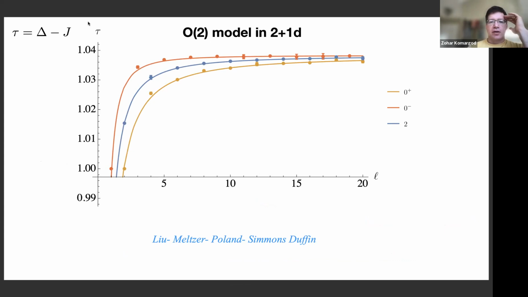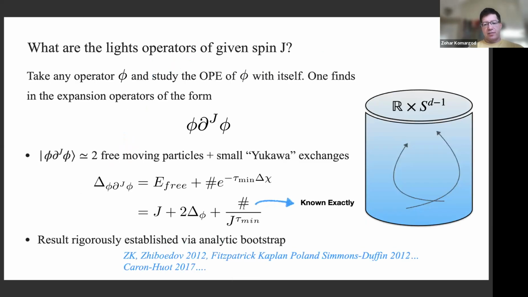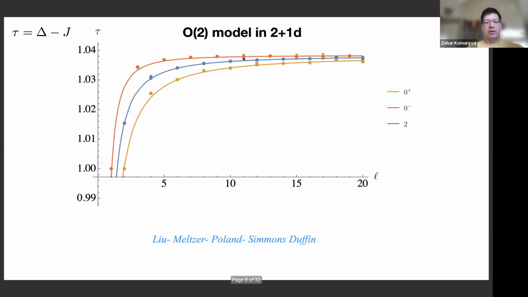And indeed, if you look at the O2 Wilson-Fisher fixed point, this is the O2 Wilson-Fisher fixed point in 2+1 dimensions, which is a simple CFT with global U1 symmetry. You see that indeed all the curves nicely asymptote to this asymptotic constant. And apparently the only thing that's a little different is the coefficient, the number, which you can compute from some theory and match to the data very nicely.